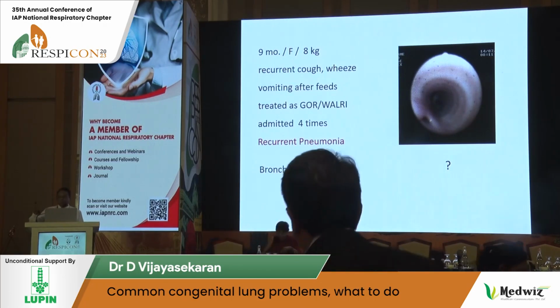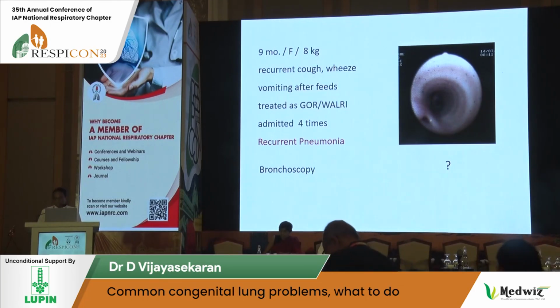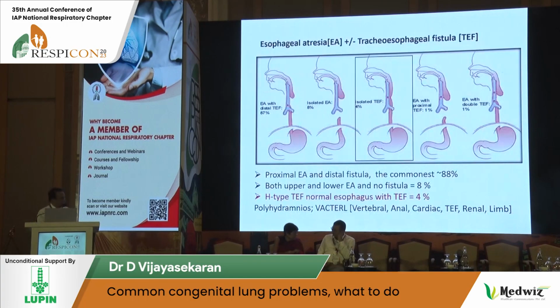Actually, anybody who has done the bronchoscope knows this is the most difficult one to diagnose because you may miss it while doing the bronchoscope. You can do it only while taking the bronchoscope out. Actually, these types of fistulas, everybody knows, present in the newborn period, and this H type of fistula presents later. It can present even in adolescence.